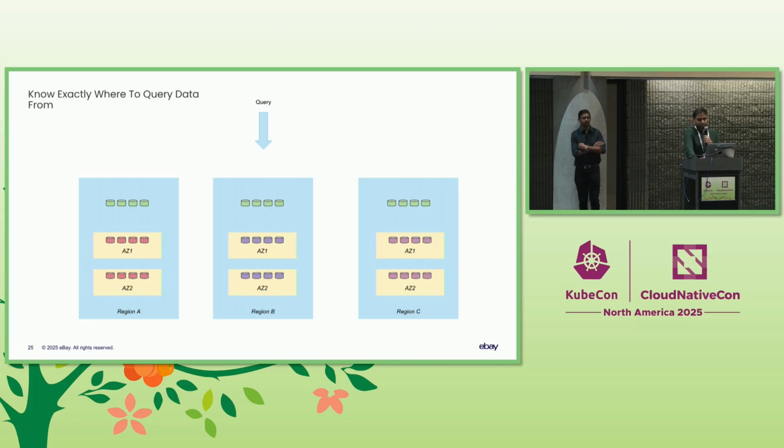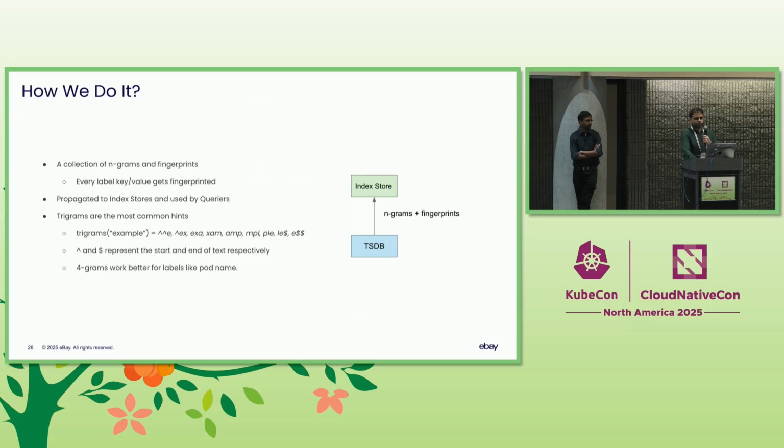The way we solve the problem is that our query layer is smart enough to know exactly where the data resides. It knows which cluster has the data and which shard has the data. With this, we can eliminate the fanning out part. And obviously, you'll ask the question: how does your query layer know about this? This is where the index filters, the index stores, come into the picture.